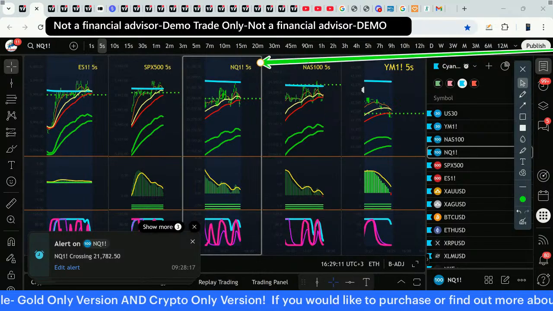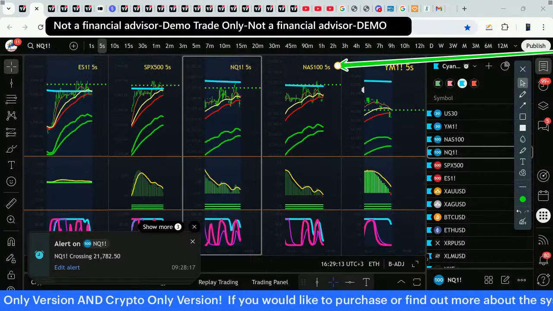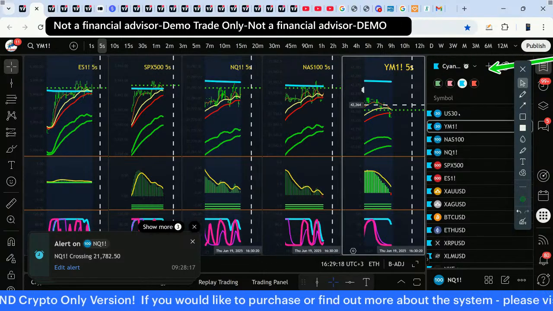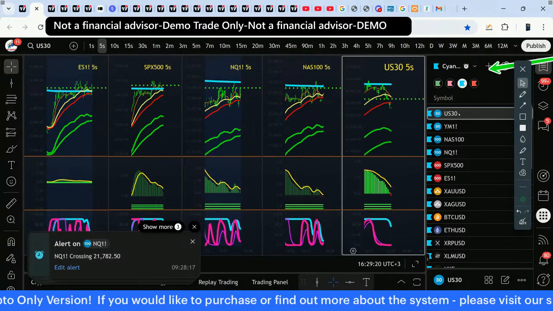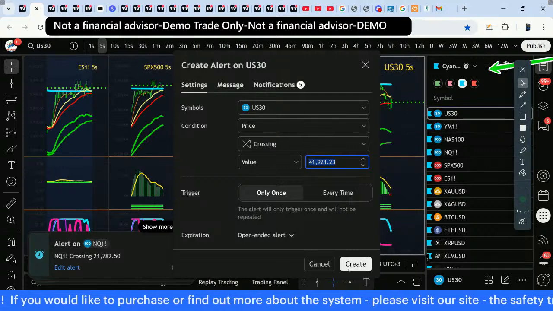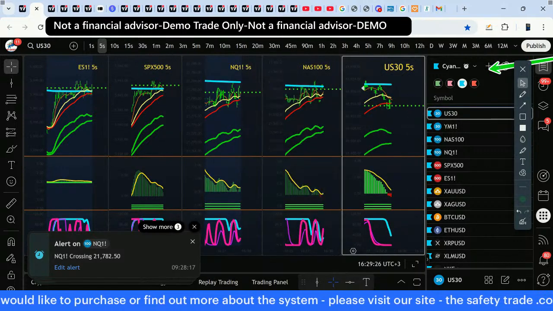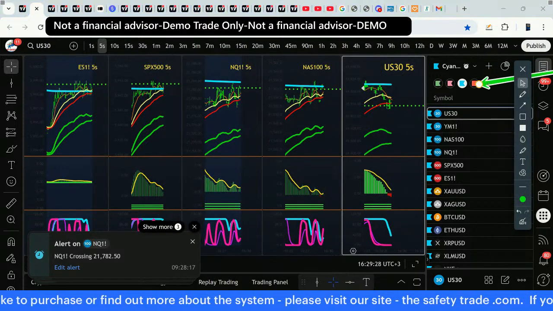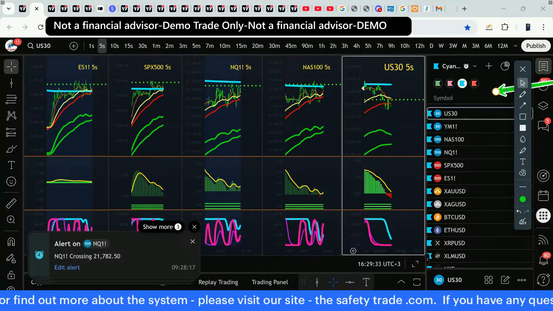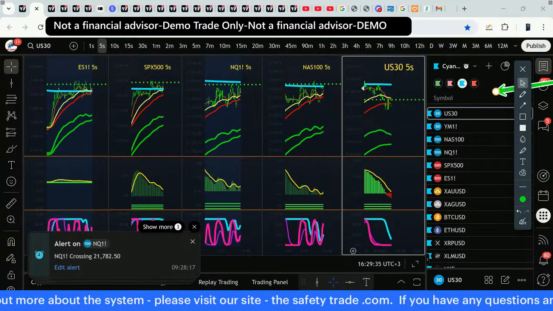Ricochet again to NQ1. NS5, 5 second. YM to the blue line. Do not trade market open. 5 second US 30, buy stop to the blue line. If you want, you can just wait for those sells to kick in. They'll probably kick in very soon. Or you can take these quick little 5 second buys. Do what you want. Boom, baby.